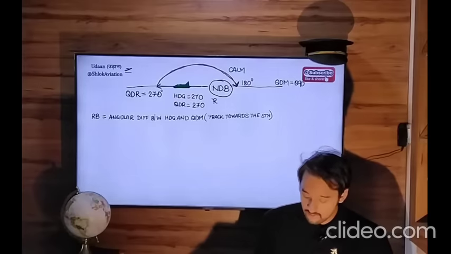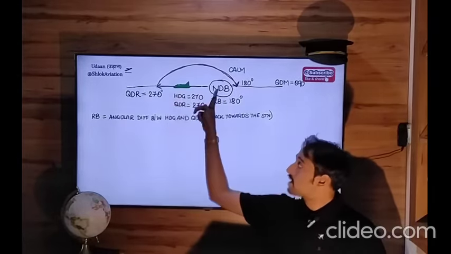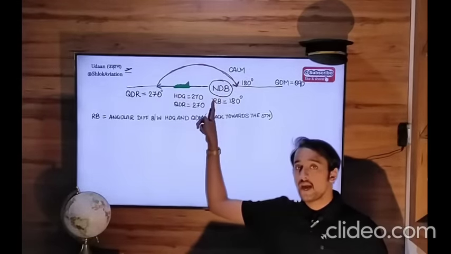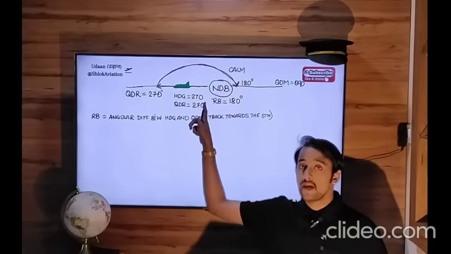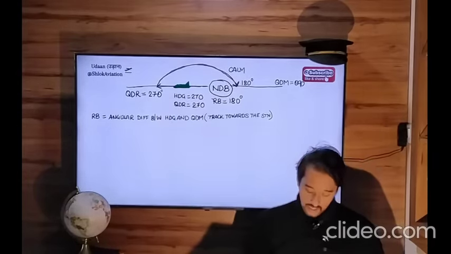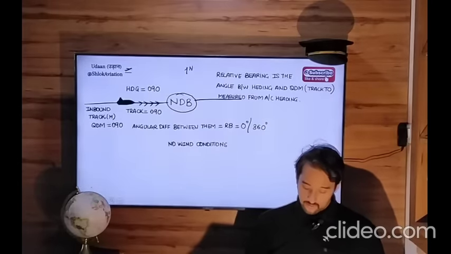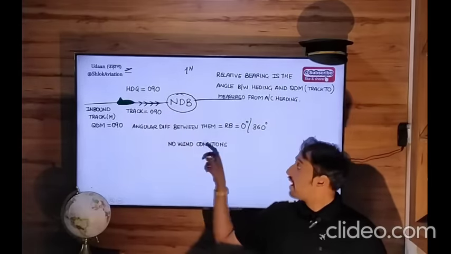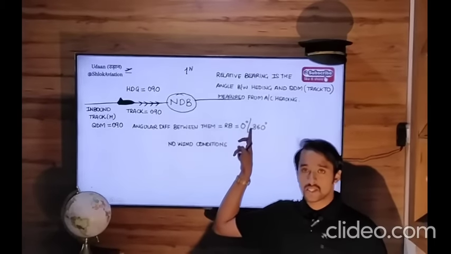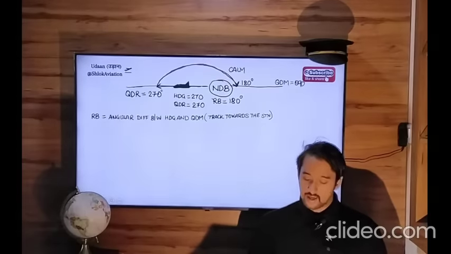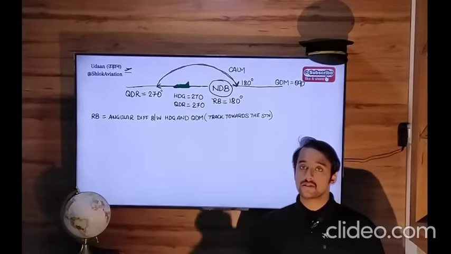So in this case, the relative bearing is 180 degrees, meaning you're flying directly away from the NDB station and the NDB station is directly behind you, behind the aircraft longitudinal axis or behind the heading of the aircraft. In the previous case, when the NDB was lying straight ahead of the longitudinal axis of the aircraft, we had a relative bearing of 0 degrees or 360 degrees. Now, when it is lying completely behind your aircraft heading, the relative bearing will be 180 degrees.